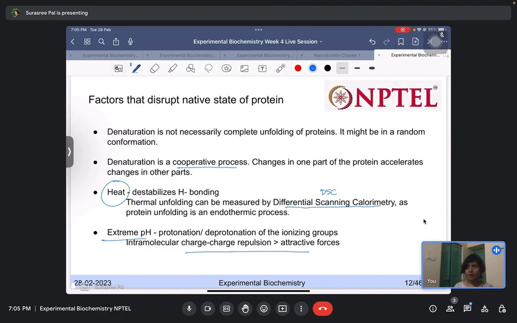So for example, a protein which is a basic protein, let's say a basic protein, that means its pI is greater than 7, right? So in this case, many of the amino acids of this protein will be basic amino acids, so they will be positively charged. And if we reduce the pH, then what happens? Then all the amino acids will begin to become protonated, and if this continues, there will be a repulsion between these positively charged amino acids, which will lead to unfolding of the protein.